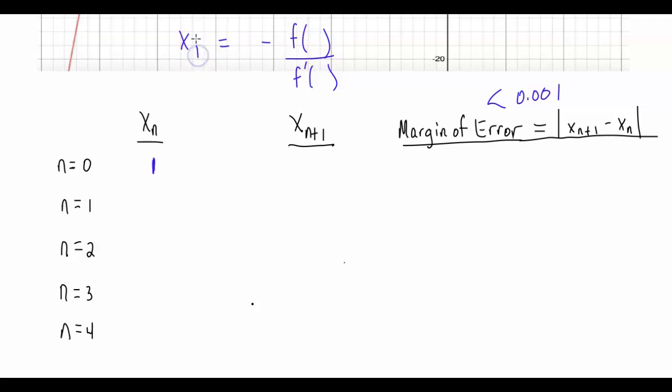So I want to find x sub 1. That means I need to use x sub 0, f of x sub 0, f prime of x sub 0. In this case, I want to have 1 here and 1 here. So I need to find out what f of 1 is and what f prime of 1 is.